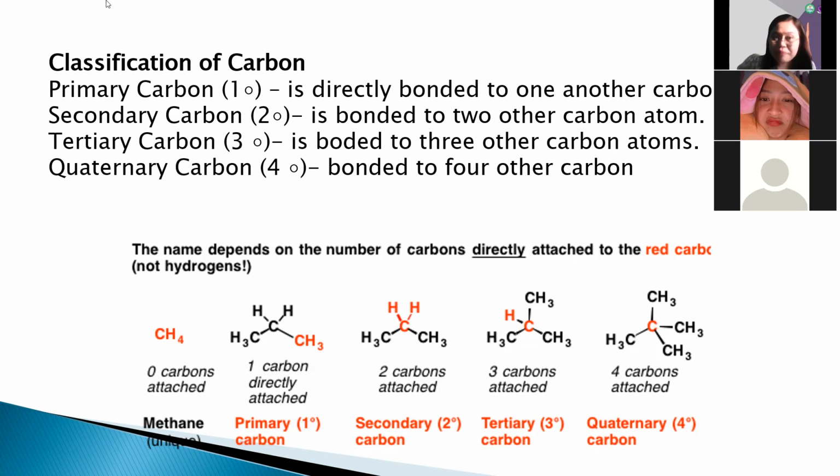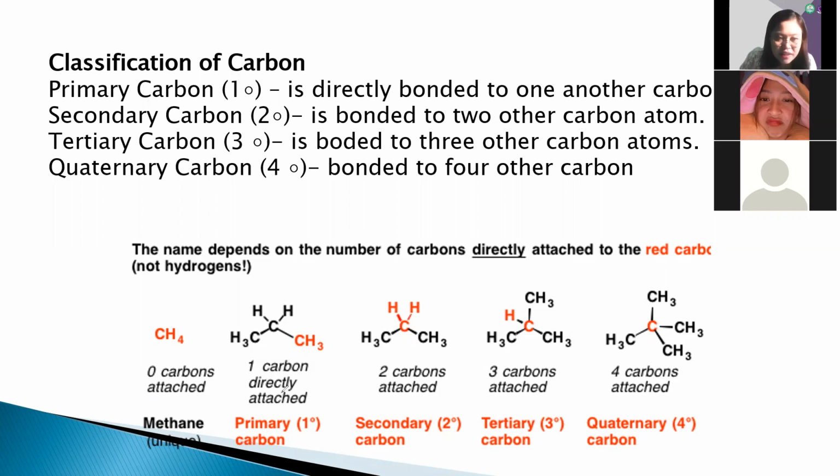Classification of carbon. So, the classification of carbon is also dependent on how many carbons are bonded to them. Pag primary carbon ha, isang carbon lang din ang nakabond sa kanya. So let me show you an example of a primary carbon. Si methane is a unique one kasi hindi natin siya ma-classify as either primary, secondary, tertiary, or quaternary kasi hindi naman siya nakabond with other carbon. It is only bonded to hydrogens but hindi to another carbon. So again, methane is a unique one.